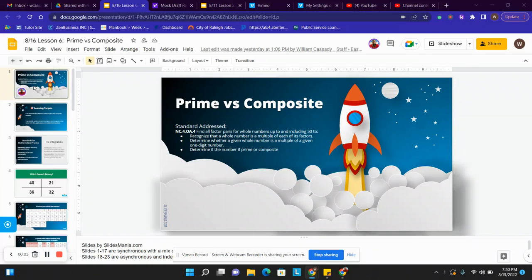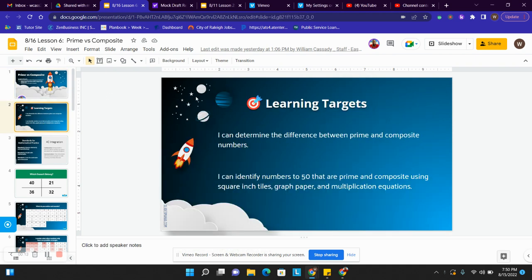All right, so we're going to make today's lesson interactive through Nearpod. We're doing prime versus composite today. Your learning targets are: I can determine the difference between prime and composite numbers. I can identify numbers to 50 that are prime and composite using square inch tiles, graph paper, and multiplication equations.